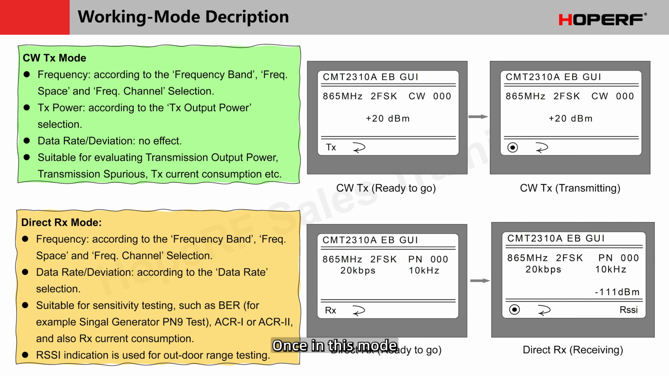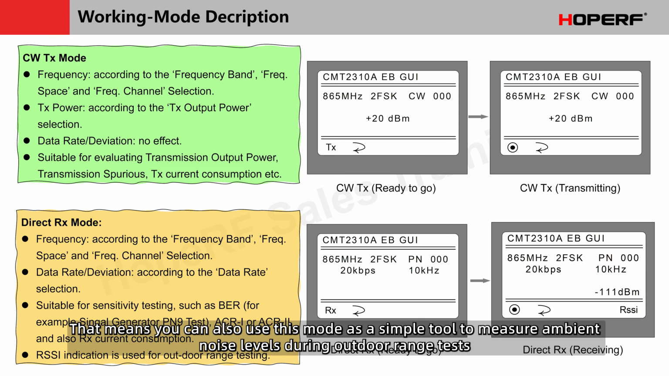Once in this mode, the screen shows the selected data rate and deviation combination. During testing, you can also see the current RSSI reading. That means you can also use this mode as a simple tool to measure ambient noise levels during outdoor range tests.